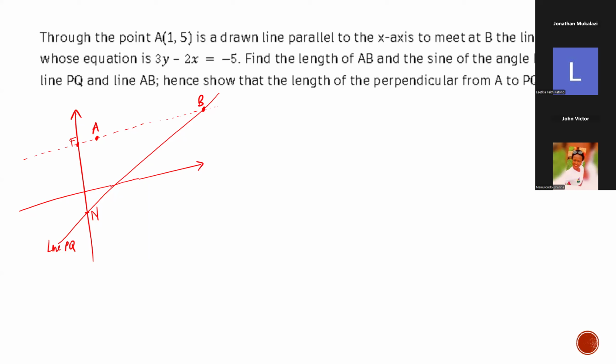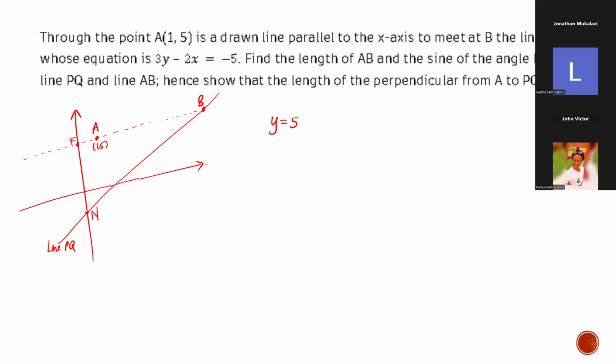Just check the chart. Okay. So step one, let's find the coordinates of point B. This line, which is parallel to the x-axis, means its gradient is 0, so the equation is usually just of the form y is equal to the y coordinate that any of the points on that line goes through. Because this goes through the point (1, 5), and it's parallel to the x-axis, in other words its gradient is 0, so y is equal to 0x plus 5, y is equal to 5.